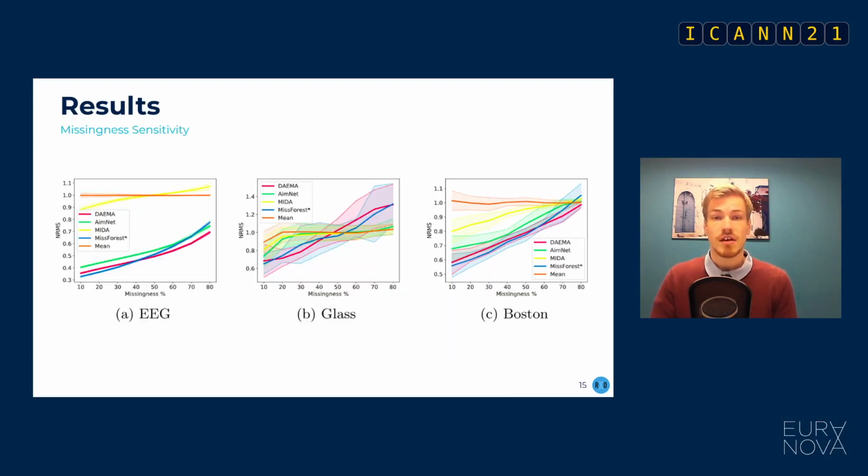We also analyzed the robustness to the missingness proportion on 3 of the 7 datasets. As can be seen on the graphs, where lower is better, MissForest and DAEMA obtain similar results, with a slight advantage to DAEMA for high missingness proportions. Strangely enough, for high missingness proportions on the glass dataset, the MissForest and DAEMA algorithms are significantly worse than the mean imputation, which is highly unexpected. Our best guess is that it is due to outliers in the glass dataset.